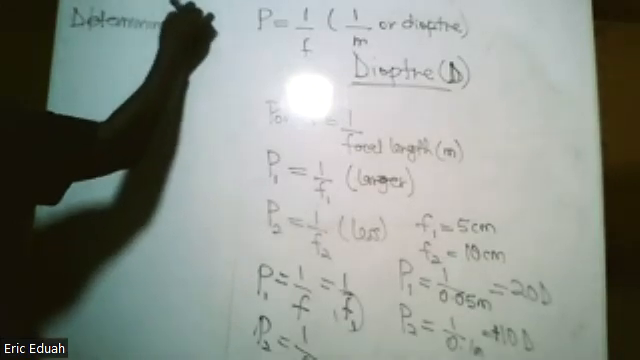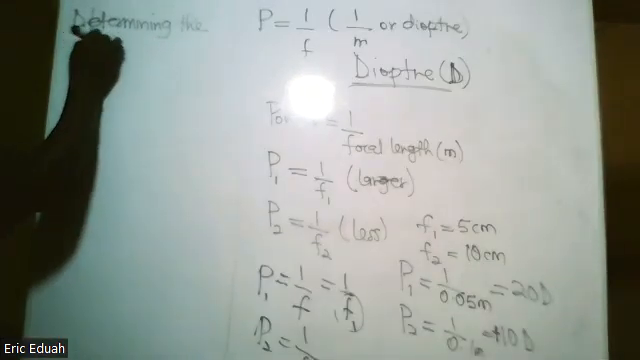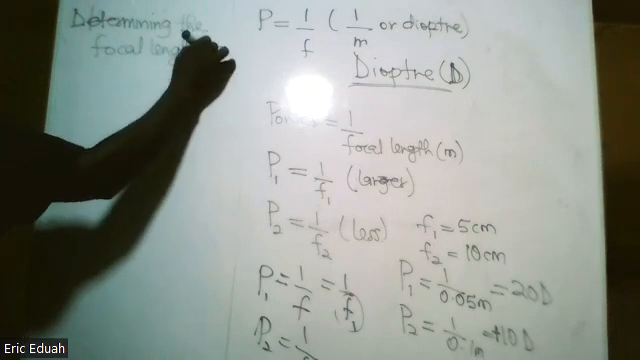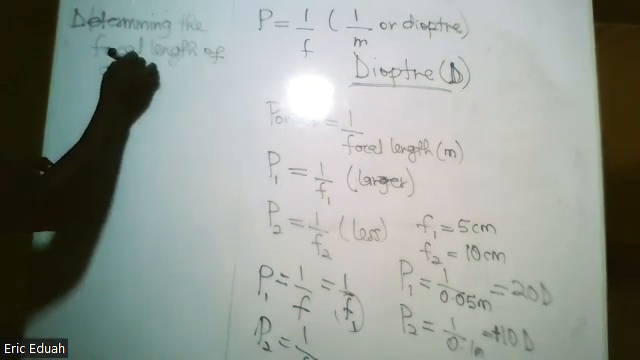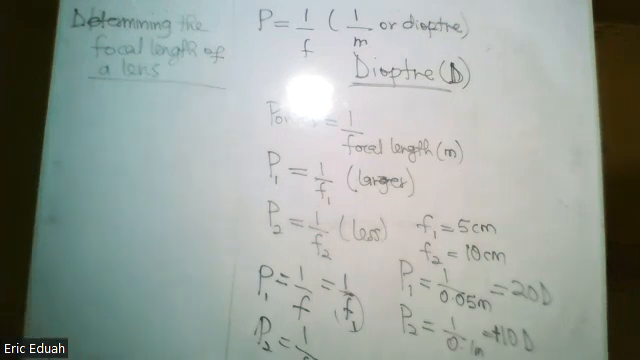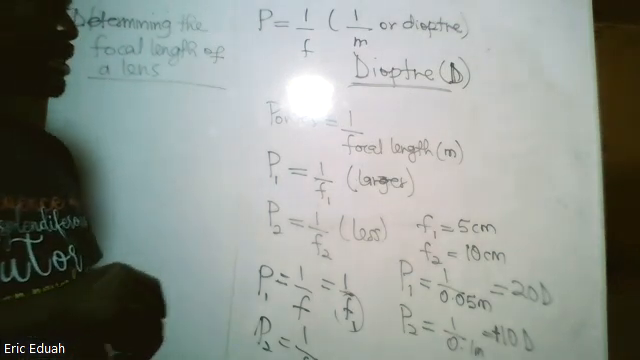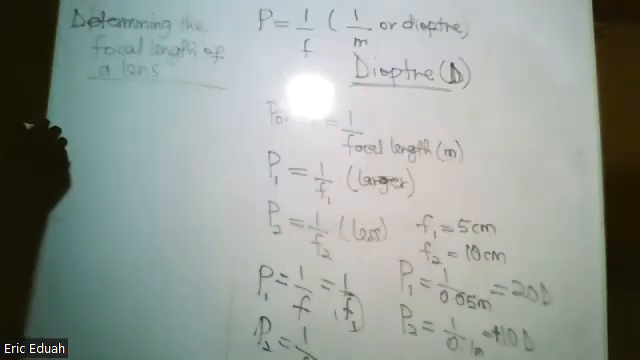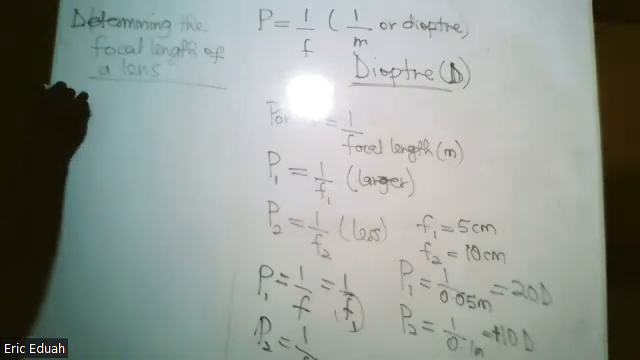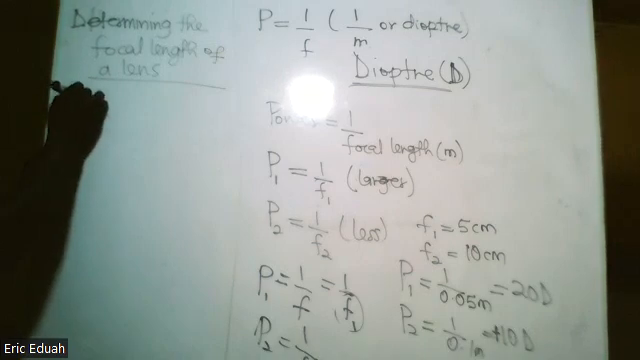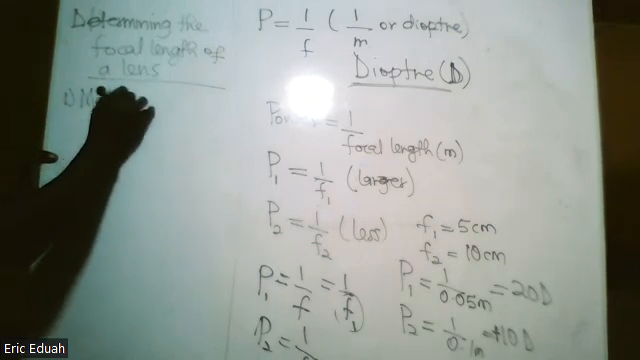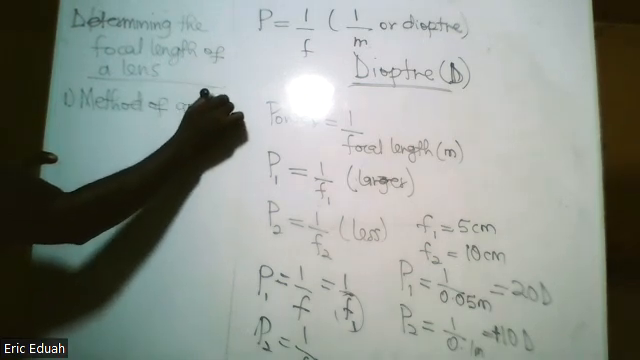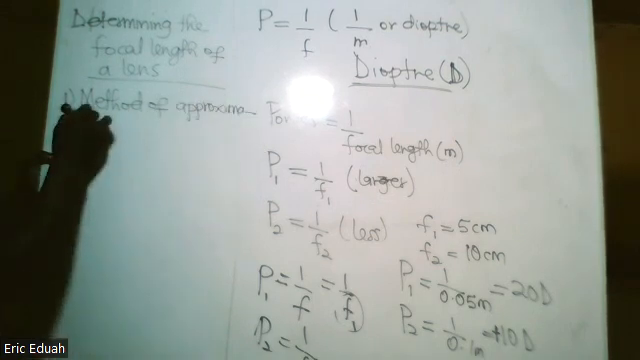Determining the focal length of a lens. And this is very important to look at because we'll be using it in light experiments. We have three methods we often use in our light experiment. One, the method of approximation.